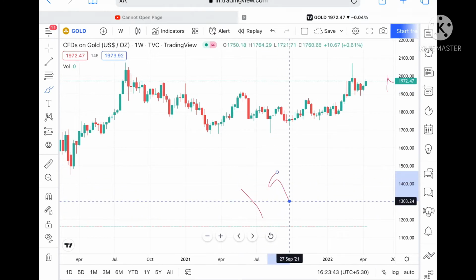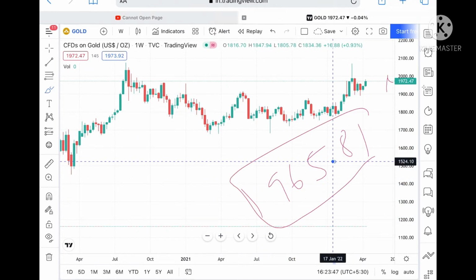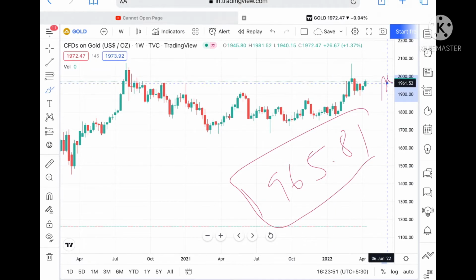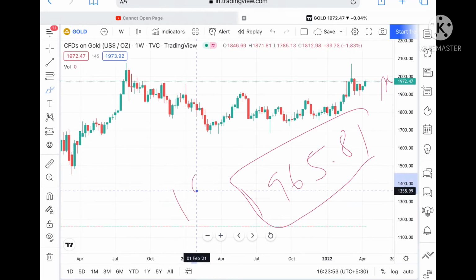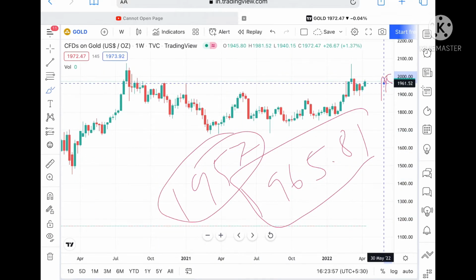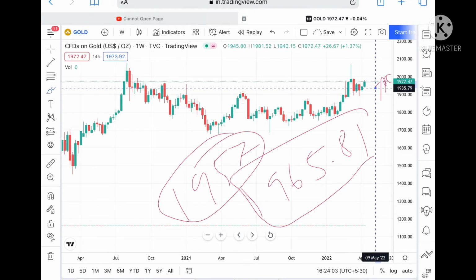Suppose the price comes to a level of 1965.81, then we can see it can come down to a level of 1957. And suppose if the price goes below this level, then we can see it can fall further and touch a level of 1950. If the price goes below this level, then it can fall further towards a level of 1935 also. Keep this in mind.